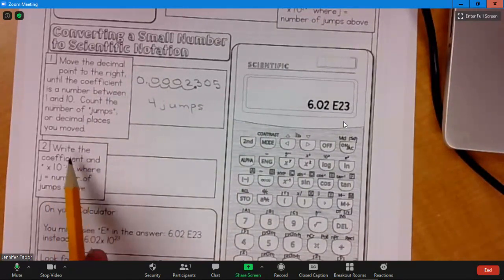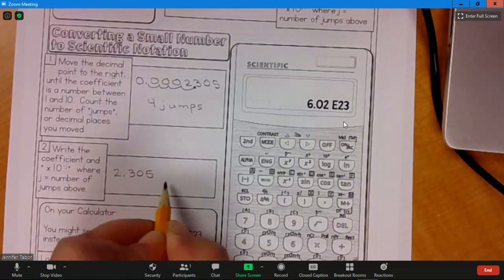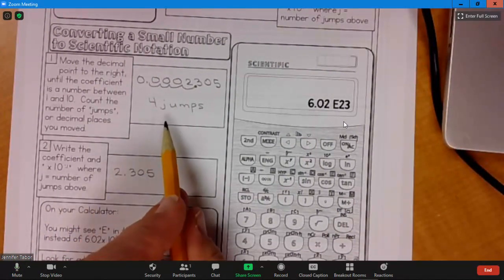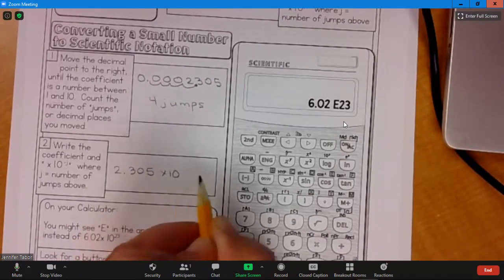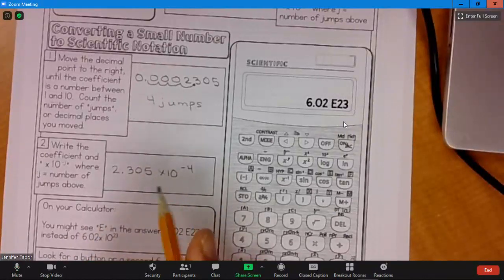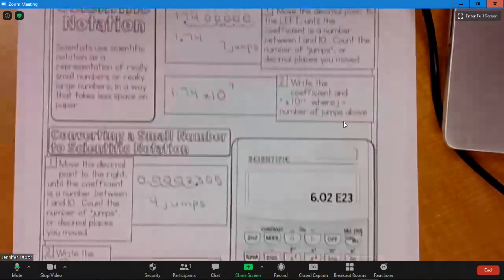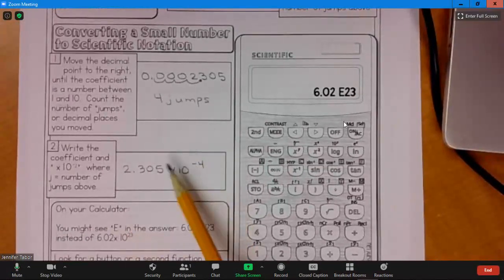So this time I'm going to write the coefficient, which is 2.305, times 10 to the negative j, where j is the number of jumps. So we have a really small number, we're going to have a negative exponent. So we go times 10 to the negative 4. So that's how we get really small numbers written in scientific notation. For scientists, scientific notation is good because you don't want to have to deal with numbers that are really, really big with a bunch of zeros or really, really small. This turns them into something that's a whole lot easier to do calculations with.